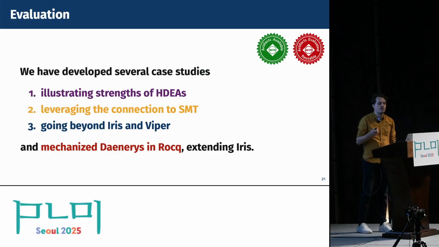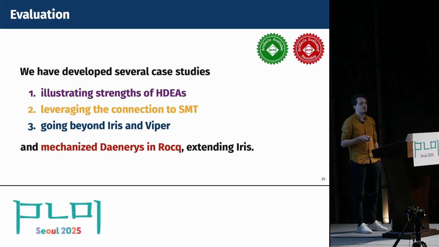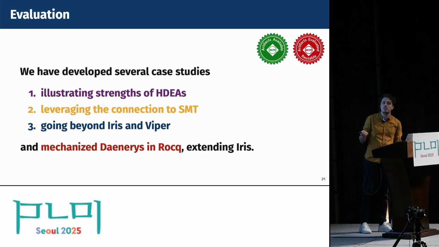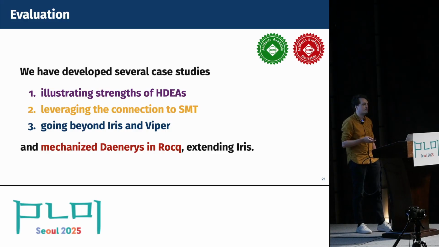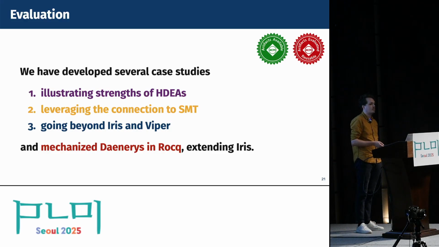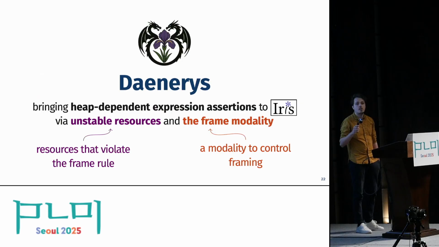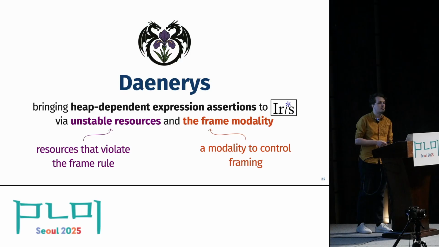What you can also find in the paper is an evaluation with several case studies, including some that illustrate the strengths of heap-dependent expression assertions, some that leverage the connection to SMT, and in particular their bit vector theories, and some that go beyond what Iris and Viper can do individually. And Daenerys is fully mechanized in Rocq and extending Iris. And with that, I thank you for your attention, and I'm happy to take any questions that you may have.